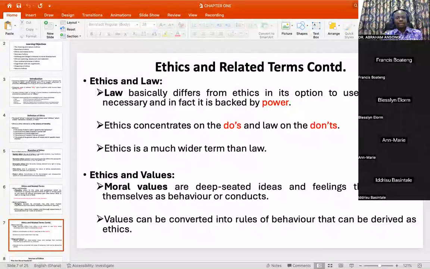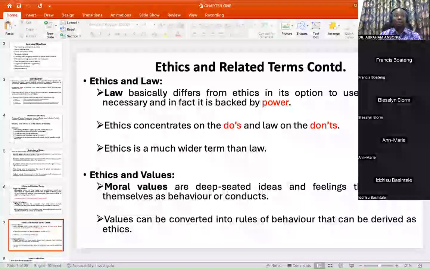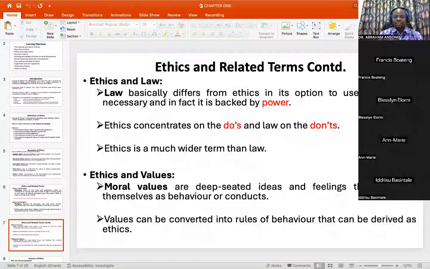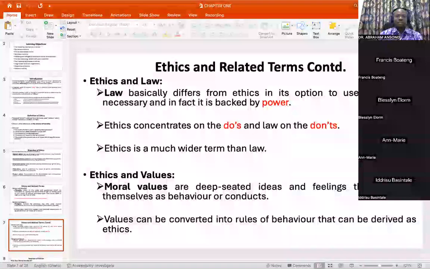The last one is that ethics is a much wider term than law. The demands of ethics are bigger than the requirements of the law. Because normally with law, how do I put it? There is always a way to go around it, to break the law or to circumvent it. But ethics is about your own conscience and your own morality. So ethical issues normally go beyond the requirements of law.